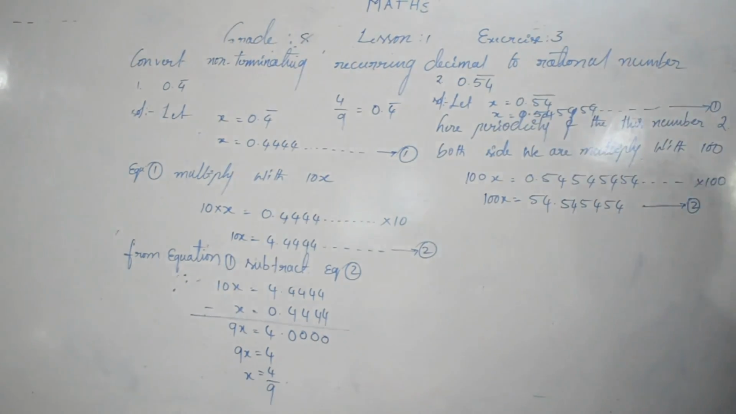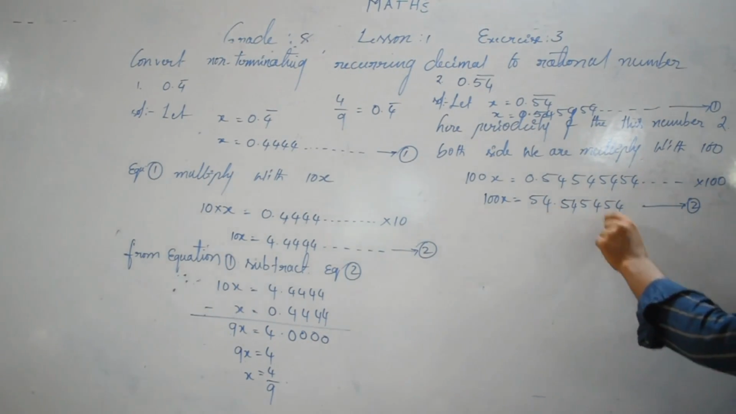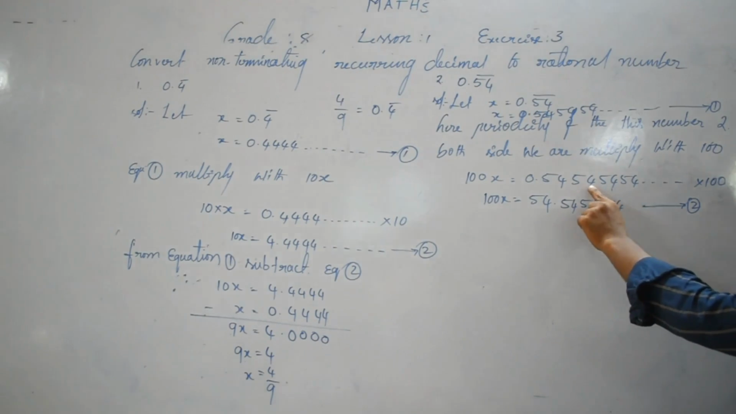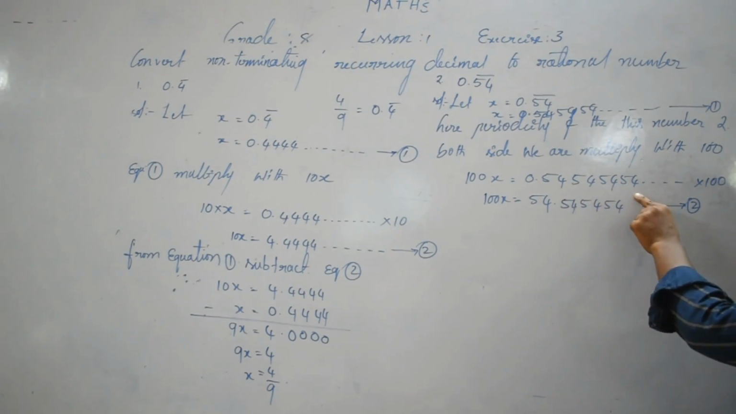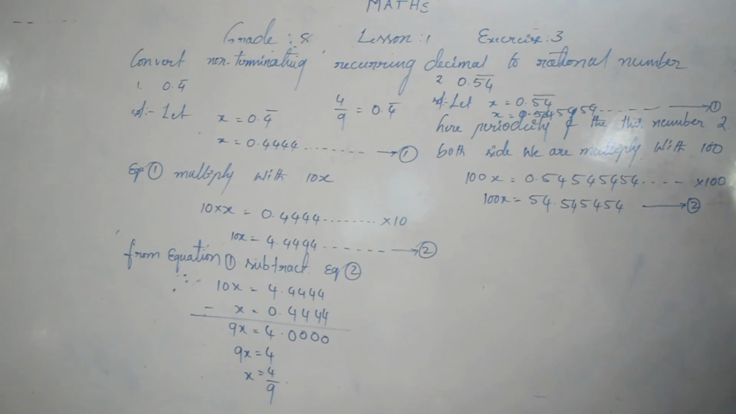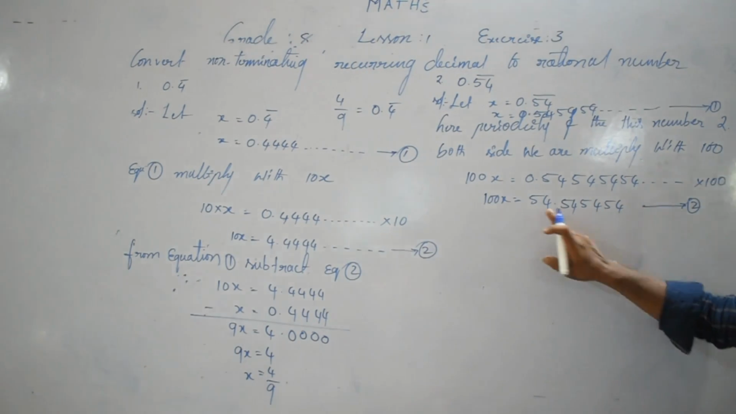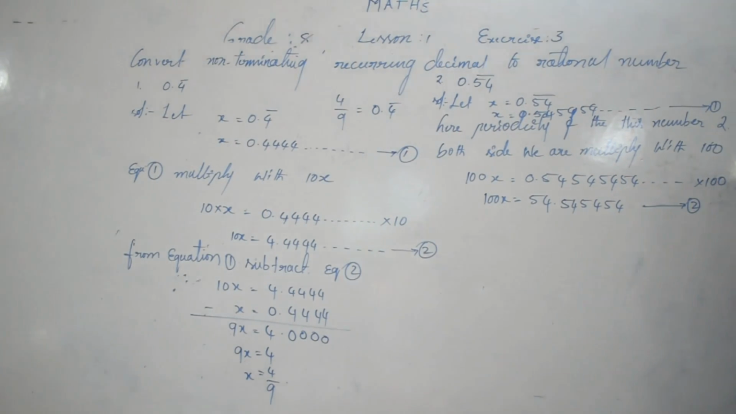Clear? See, you multiply this one. Why? Here 1 2 3, 1 2 3, so the point after 6 numbers remains. These 2 zeros add, so total point after 8. Here already 6, and these 2 add, giving 54.545455. So this is equation 1, and this is equation 2.